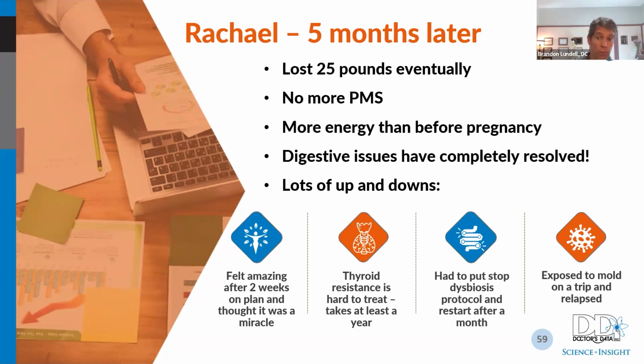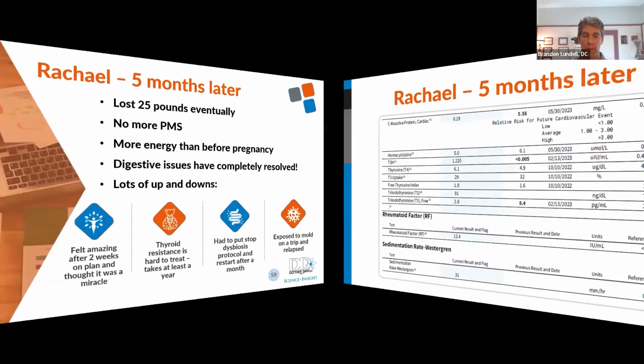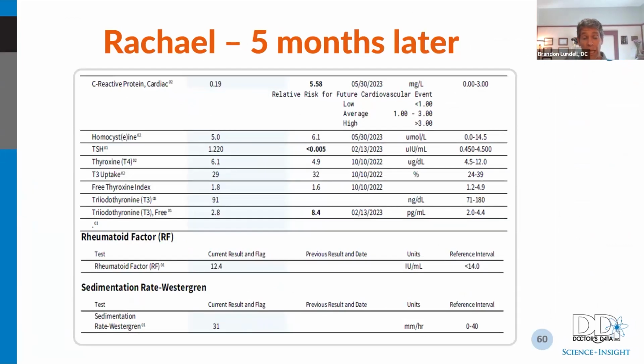She had to stop the dysbiosis protocol, and everything kind of came back. And then we were able to start it again. And her thyroid resistance, although hard to treat, and it can take a full year, she did feel immediately better. And these are her labs after 5 months. Her C-reactive protein went from 5.58 down to 0.19. Her homocysteine was at 6.1, went down to 5, but her SAMe levels are good.